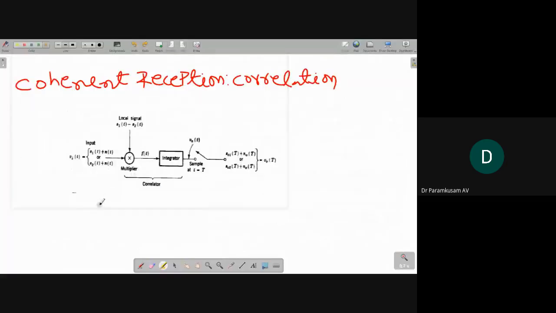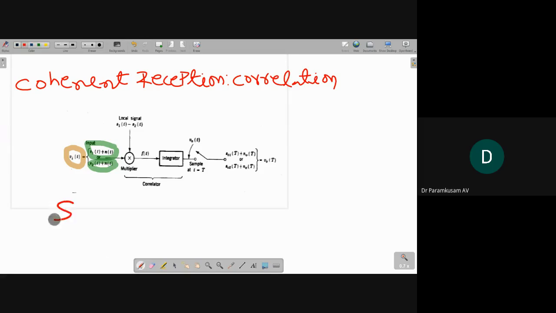You know now. See here, an input voltage Vi of t, that is equal to either S1 of t or S2 of t. Of course, S1 of t or S2 of t is added with N of t. So the input voltage is equal to S1 of t plus N of t, or S2 of t plus N of t. What is S1 of t?